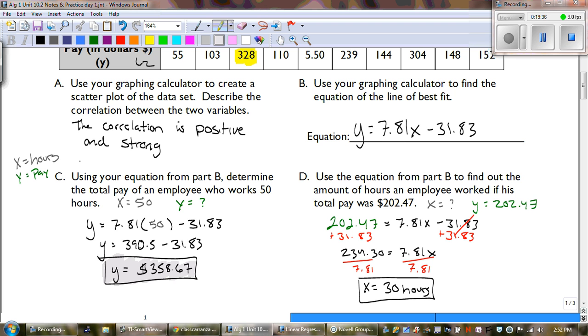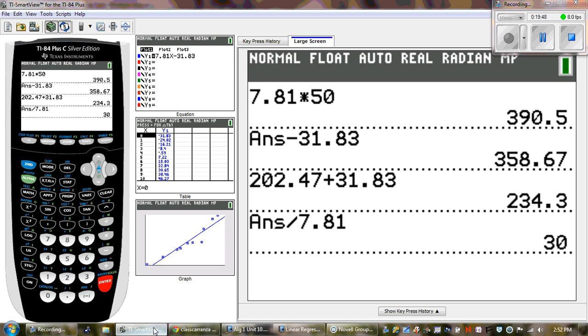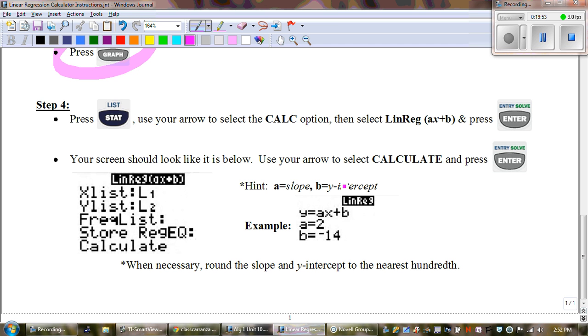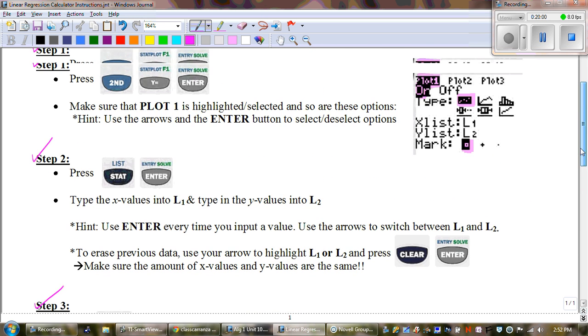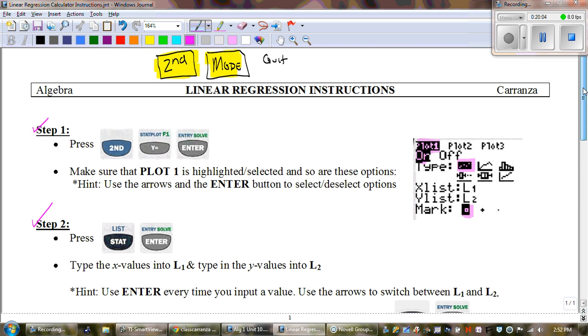So it took us almost 20 minutes to go through one problem. The reason why it took us so long is because we really had to go through and talk about all the different parts of the calculator and all of the steps. From here on out, guys, it should not take you that long, okay? I know when we're working with technology, it can be difficult, so make sure you come in to see Ms. Carranza or myself. Go to the website, make sure you have these, and ask for help when you need it, okay?